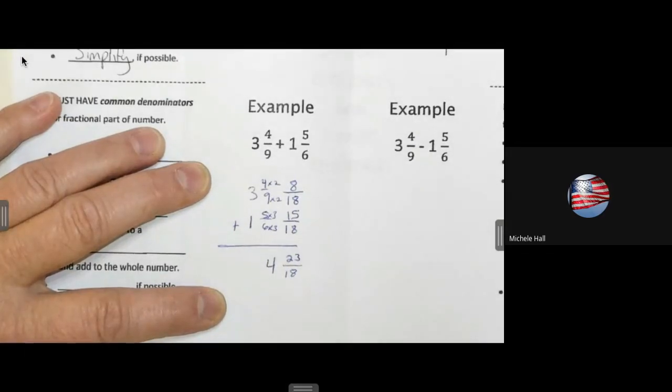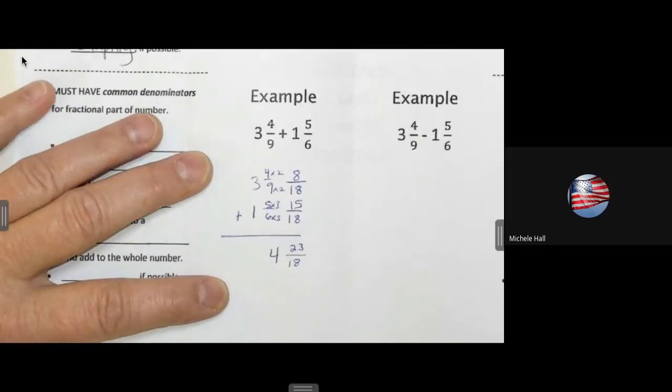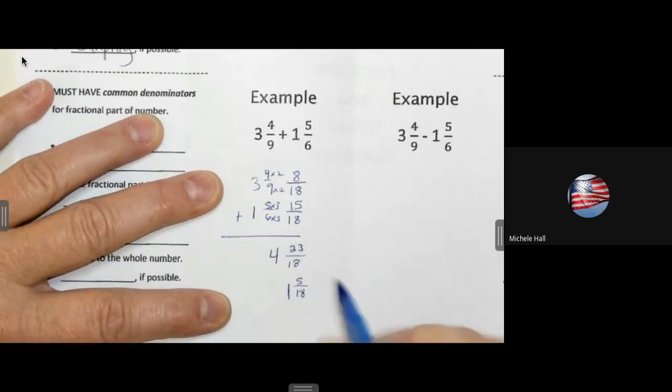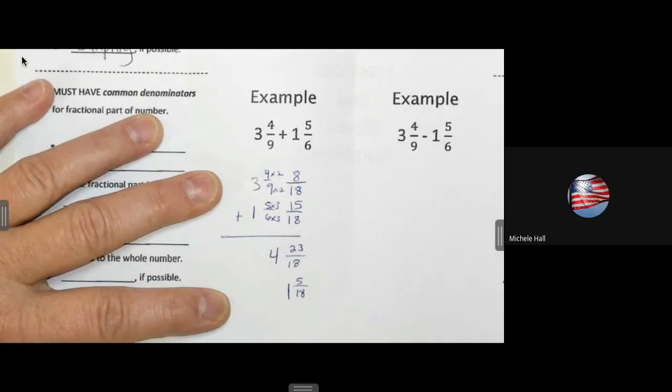Am I completely done this problem? We have a whole number that's in the improper fraction. Now that we have mixed numbers, we do need to get that whole number out of there. How many times can 18 go into 23? Once. And there's 5 out of 18 left over. So 18 goes into 23 once, and then 18, 19, 20, 21, 22, 23. There's 5 pieces still left over.